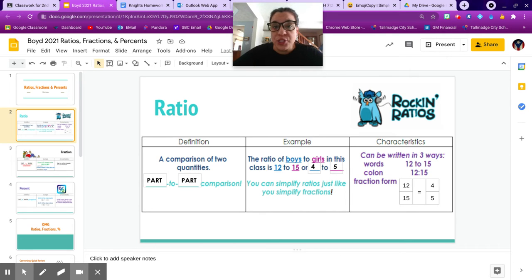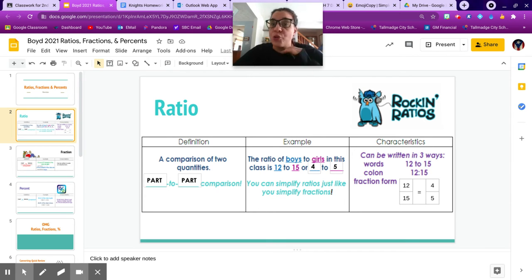Now, you can write ratios in 3 different ways, as we've discussed all year. You can write them in words, 12 to 15. You can write them with a colon in the middle, 12 colon 15. Or most of the time, just like in our previous units, we're going to write them in fraction form. Now, when I say in fraction form, it's important that you understand that it is not really a fraction. It is still one part over another part.